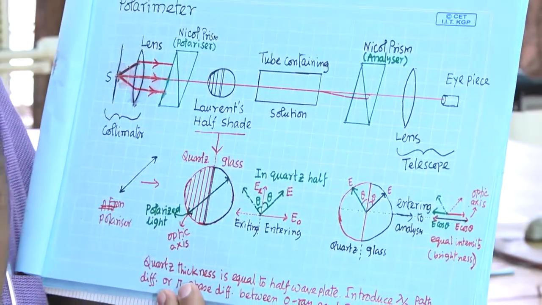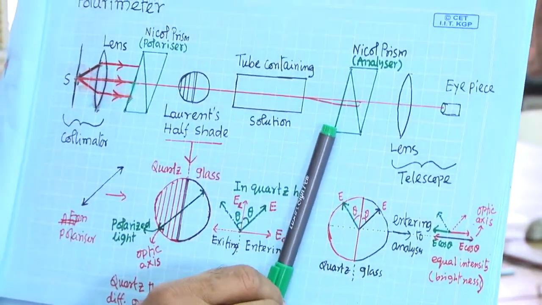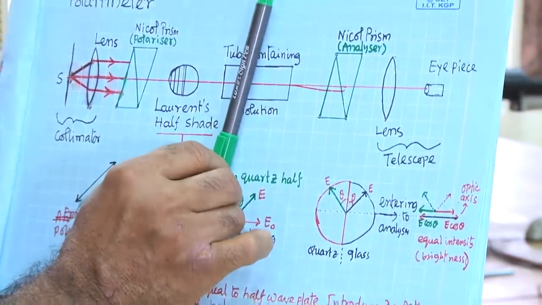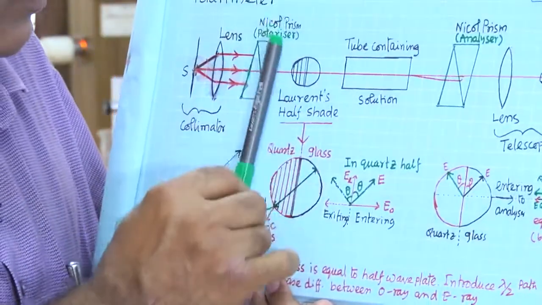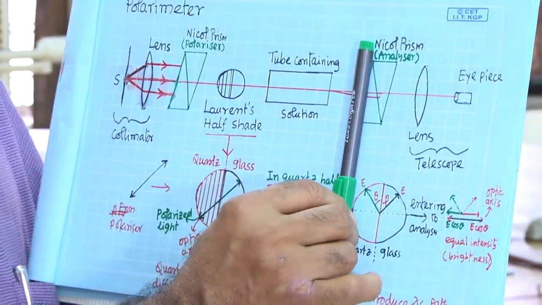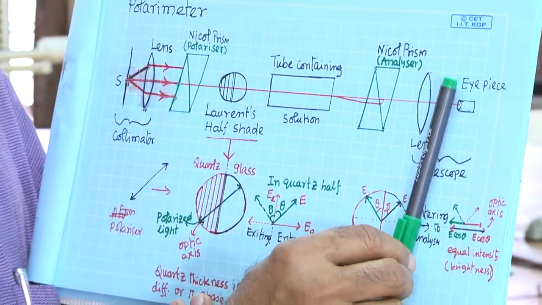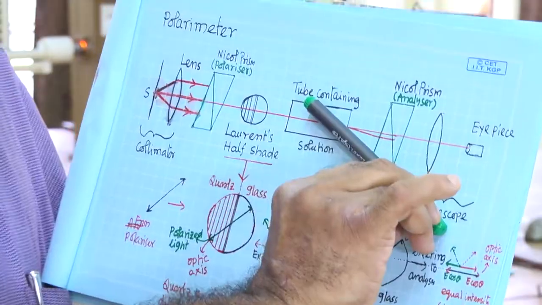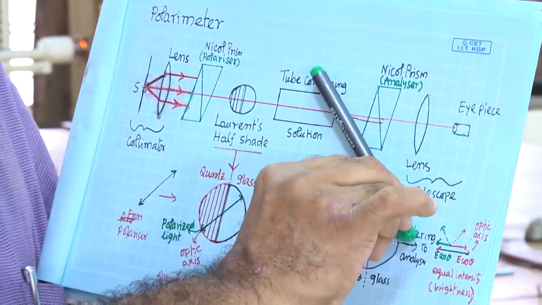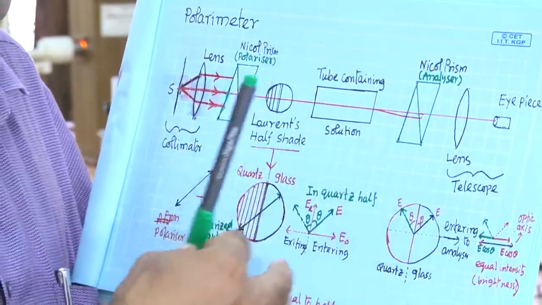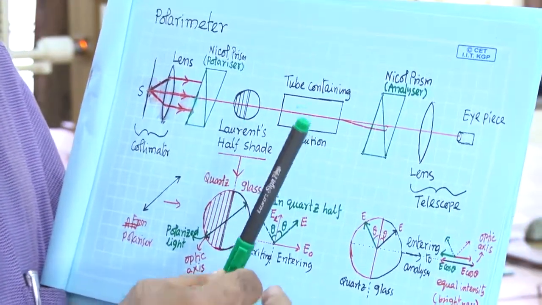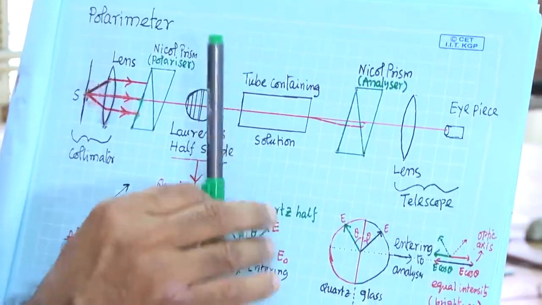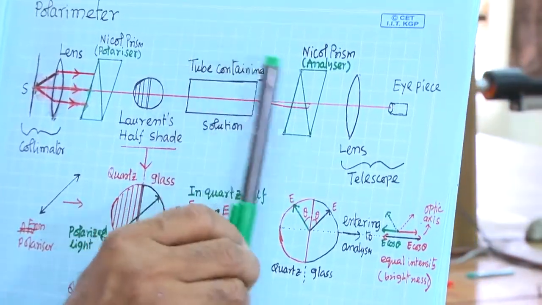But if there is any rotation, then in the cross position you will not see complete darkness. There will be some brightness. To make it dark, you have to rotate more. How much you have to rotate to get it completely dark or completely bright will be the rotation of the plane polarized light. That we will measure.